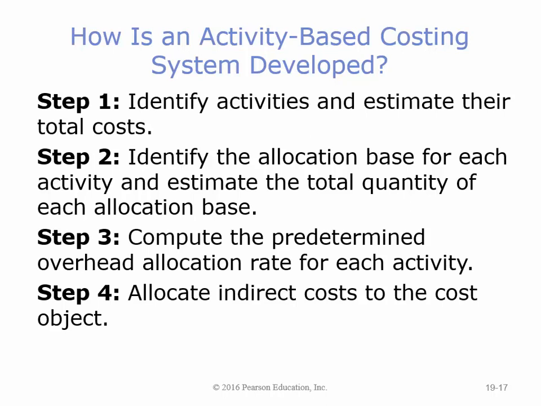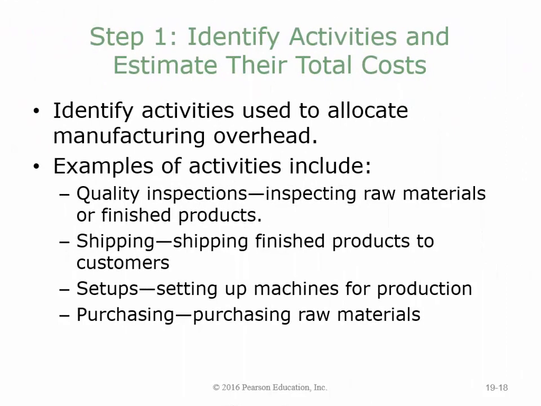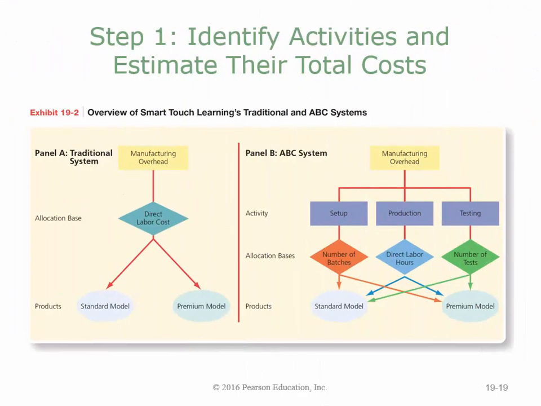Step 3, compute the predetermined overhead allocation rate for each activity. Step 4, allocate indirect costs to the cost object. That sounded confusing. Let's go through an example. All right, so there are some examples of activities. Those are the things you identify. Again, in a problem, they're kind of given to you, so you won't have to do that step.